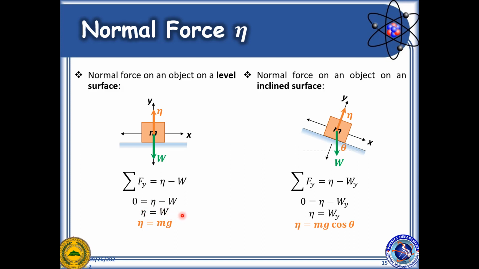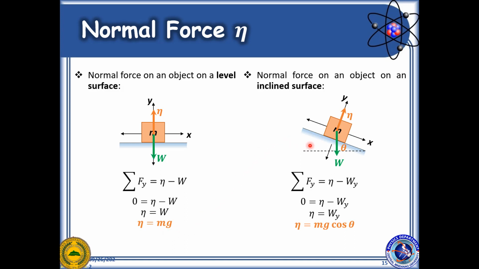Now the weight of an object, or the gravitational force, can be obtained by multiplying the mass of the object, if the mass is given, with the acceleration due to gravity. So for a level surface, the normal force is equal to mass multiplied by the acceleration due to gravity.